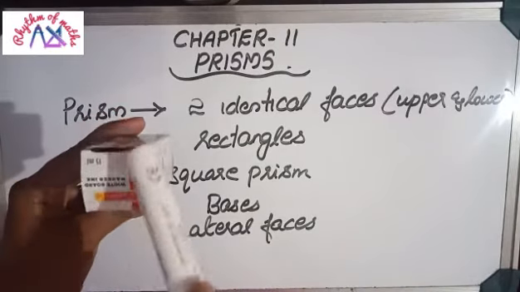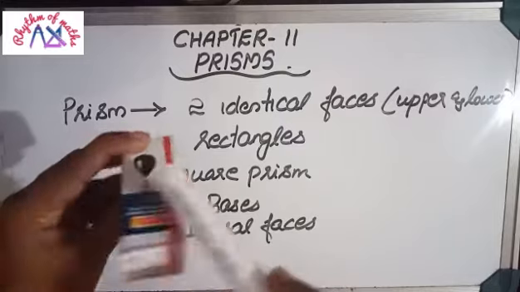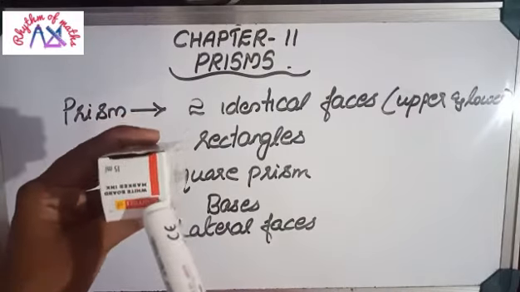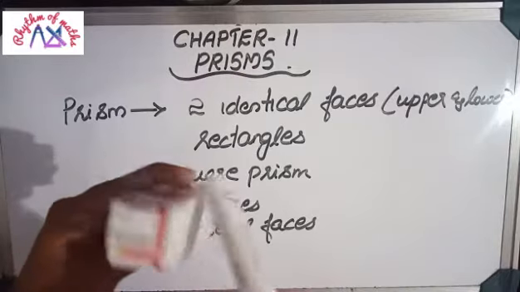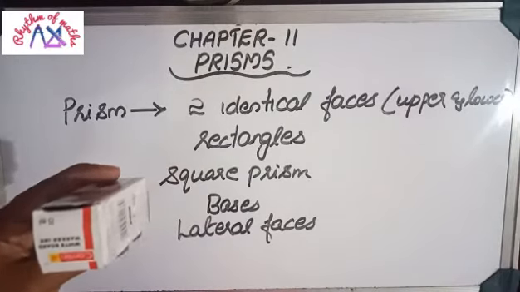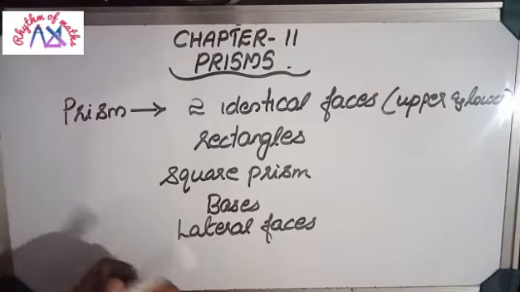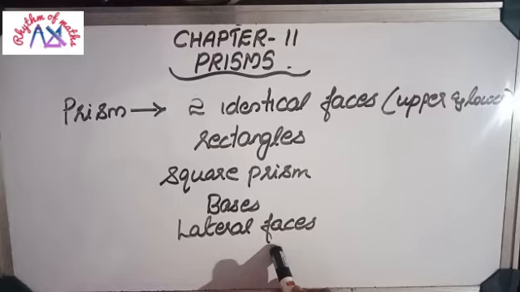If it is a square, 4 sides are there, so 4 rectangles will also be there. If it is a triangular prism, only 3 sides are there, so only 3 rectangles will be there. Depending on the sides of the bases, this rectangle portion will change. So first bases, then lateral faces.